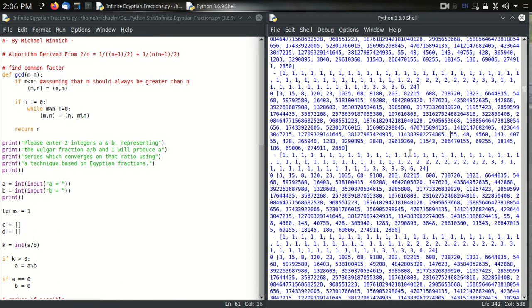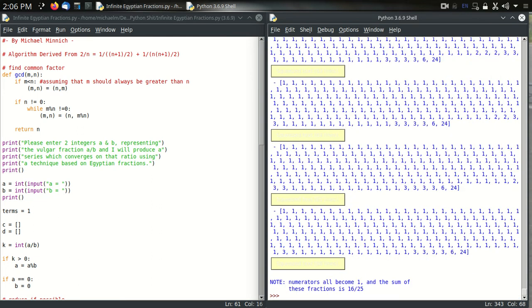Okay, that's something. But ultimately, ideally, if you run it forever, it should yield an infinite series of unit fractions, which, when you sum them together, will converge on the fraction that you wanted. So here, 16/25 is the fraction that I was looking at. But then there's interesting dynamics inside of there too. Huh. Okay.